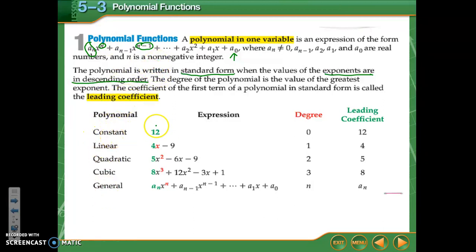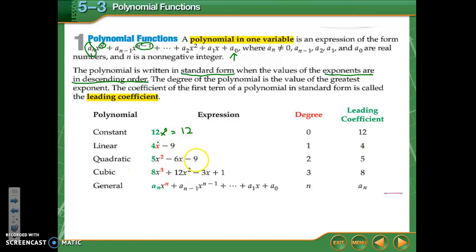So some of our polynomials have different names. For example, a constant is just a plain number. That's technically a polynomial. So the number 12 has a degree of 0 because you could think of this as 12 times x to the 0, but x to the 0 is just 1, so that's the same as 12. And the leading coefficient is the only number there is, which is 12. Linear functions we've talked about earlier this year, 4x minus 9. This is standard form because it's in descending order, so I have x to the first in my first term and x to the 0 in my second term. The degree is 1 because that's the biggest exponent on a variable, and the leading coefficient is 4, the coefficient of the term with the biggest degree.